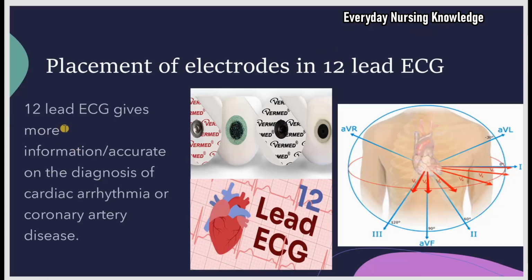A 12-lead ECG gives more accurate information for the diagnosis of cardiac arrhythmia or coronary artery disease in case of STEMI. What is the difference between electrodes and leads? Electrodes are pads connected to the skin to get an ECG tracing, whereas a lead is the electrical activity obtained by placing these electrodes. And in a 12-lead ECG, you are viewing the electrical activity of the heart from 12 different viewpoints.